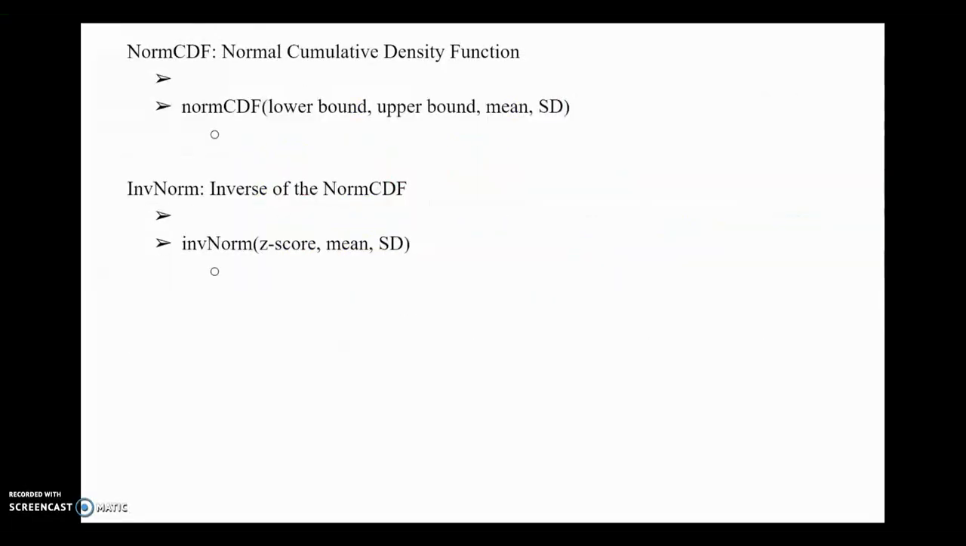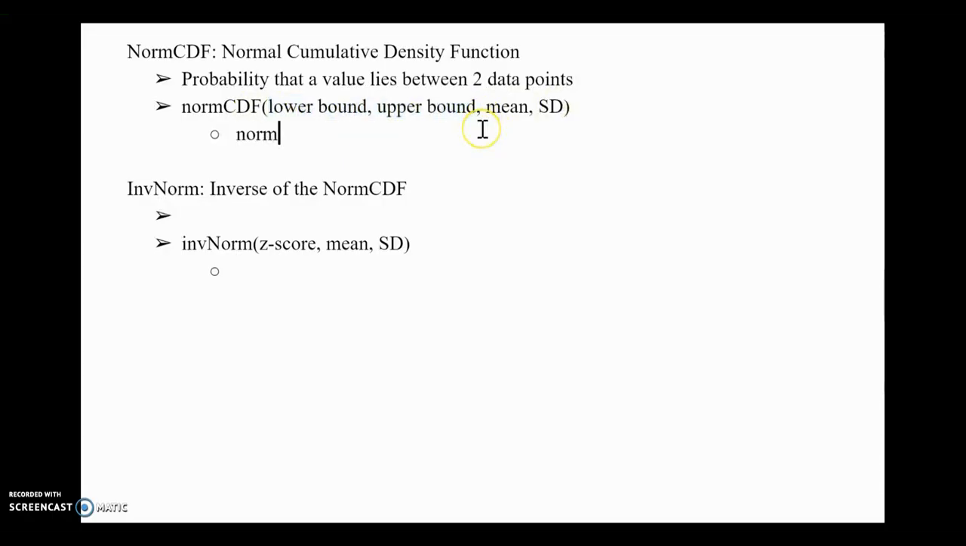Next is norm CDF and inverse norm, or your normal cumulative density function and inverse norm CDF. So what does it mean by the normal cumulative density function? This function actually returns the probability that a value lies between two data points. So the syntax is given as this: norm CDF, lower bound, upper bound, mean, standard deviation.